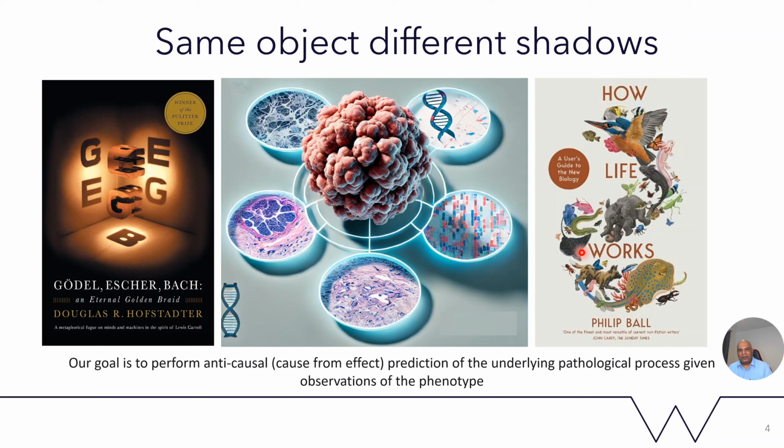But back to pathology, our goal as pathologists is to perform anti-causal prediction. That is, if we observe an effect, our goal becomes finding the underlying cause, or the underlying pathological process giving rise to the observations of the phenotype. And we use that so that we can advise our oncologist friends better to make better decisions for the patient.